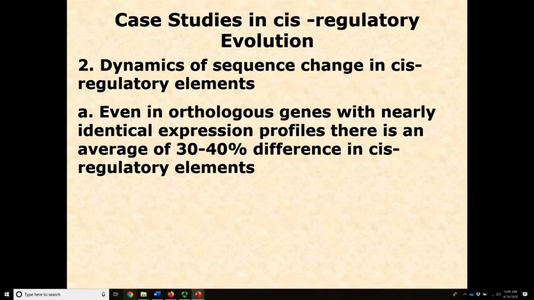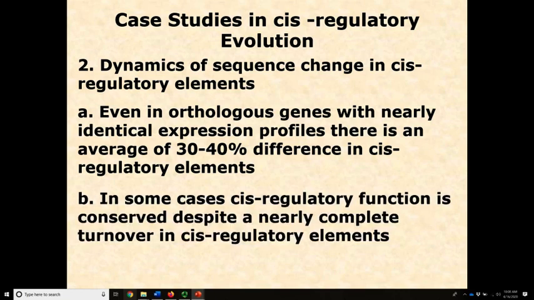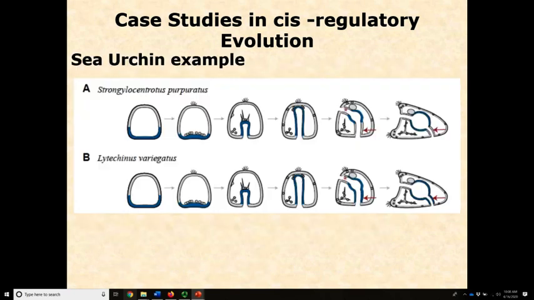But again, some extreme examples. So we're going to look at some of these extreme examples where it's nearly completely 100% different, and yet we still have the same end result. So sometimes there are ways to do things very, very differently and still end up with the same conserved result. And this sea urchin is a very clear example of that.